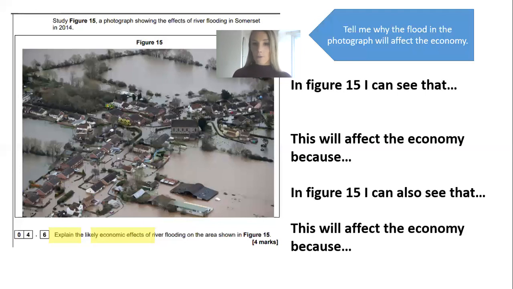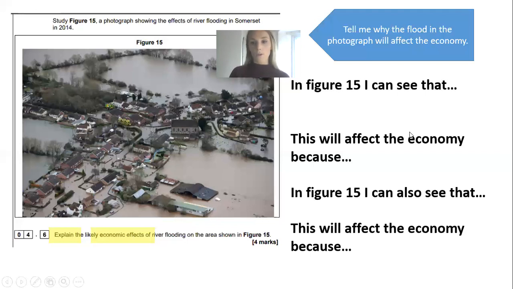Now, as it's out of 4, I would advise identifying 2 economic impacts that would have occurred as a result of this situation. So you could have structured your answer as follows. Okay, you could have written, in figure 15, I can see that, and then write down how that will affect the economy. Now, if you did that twice, that would be an easy way of achieving 4 marks. Okay, so let's have a look at an example answer.